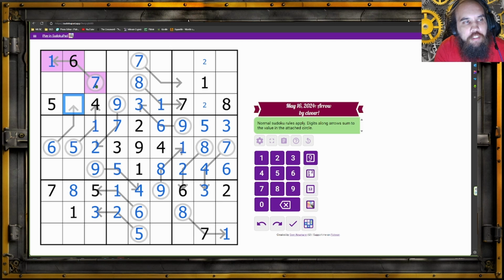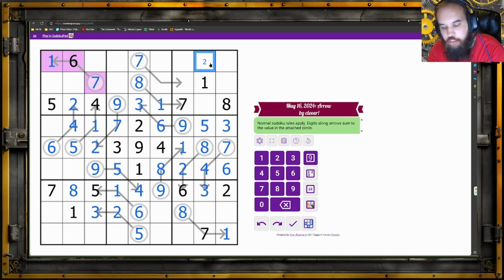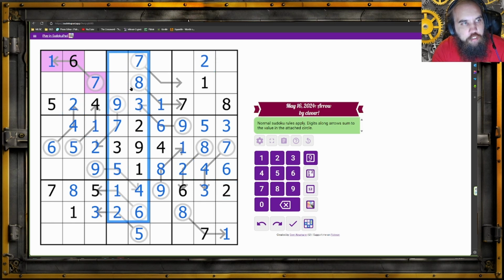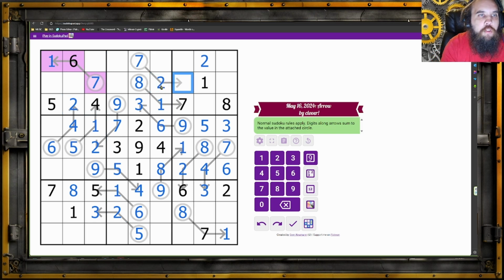2 can't be in this box, 4 can't be in this row. So this has to be the 2, this has to be the 4. This can't be the 2, so now this is the 2. All right, let's look at all these 2s. So no 2 here, no 2 here, no 2 here, no 2 here. So there's only one spot for a 2 left. If this is a 7 and one of the digits is a 2, then 5 is the other digit.